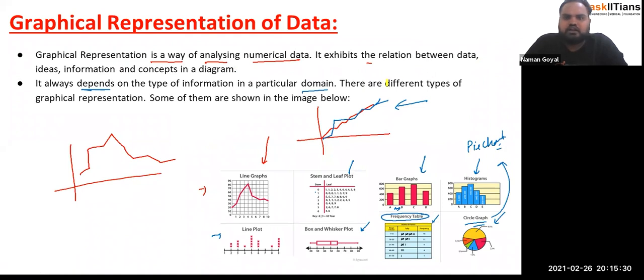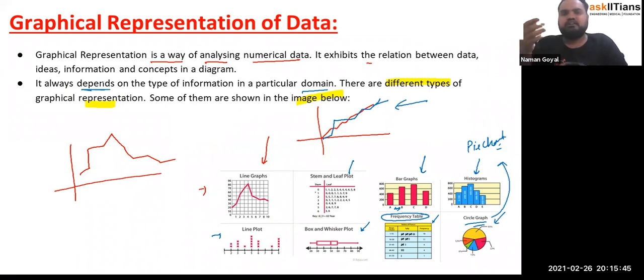There are different types of graphical representation. Some of them are shown in the image below. So I think you all got the meaning of graphical representation of data.